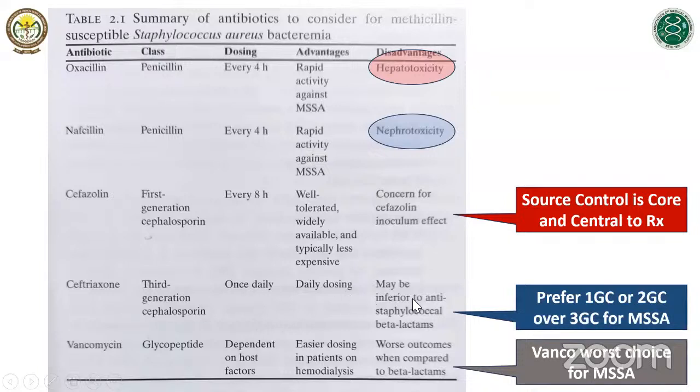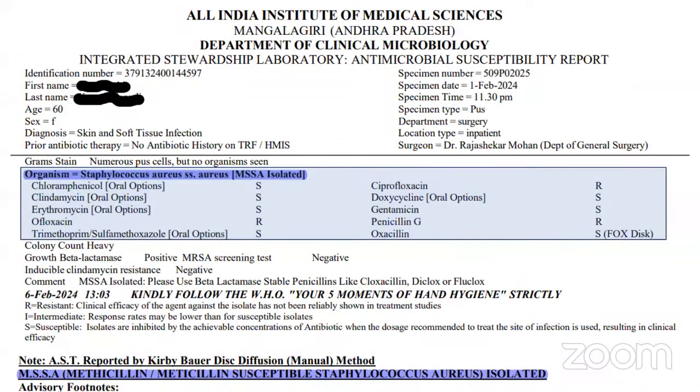Third generation cephalosporins are not superior for the treatment of MSSA isolates, and are one of the worst choices to use for MSSA. Why? Because I'll just show you one example of this. This is an AST report from our department that has been generated by HUNET, and we customize this report as per the patient, whether the patient is from OPD or IPD. This patient is an IPD patient from the surgery department from which MSSA was isolated, which was D test negative.